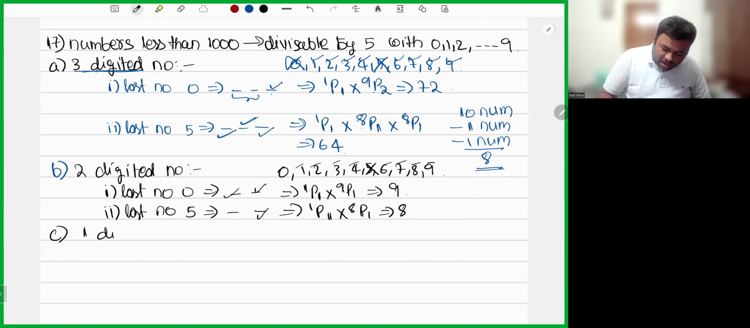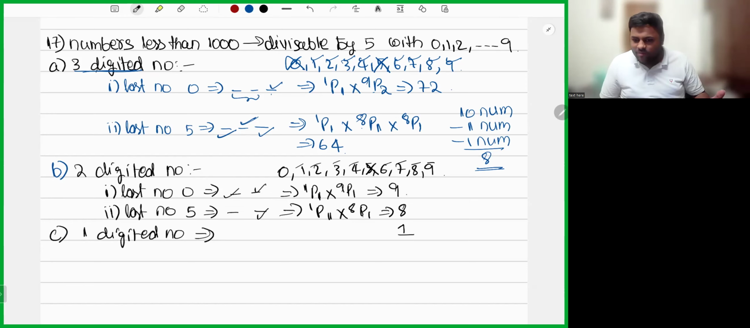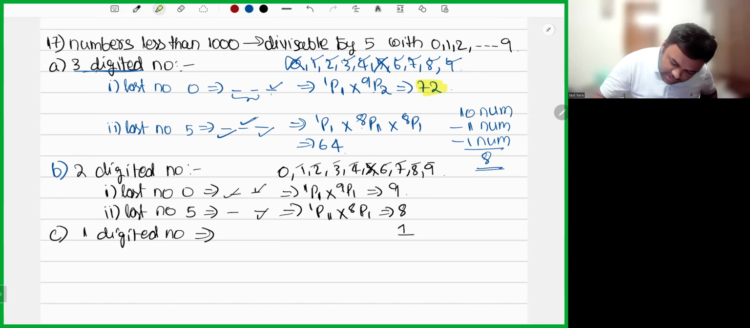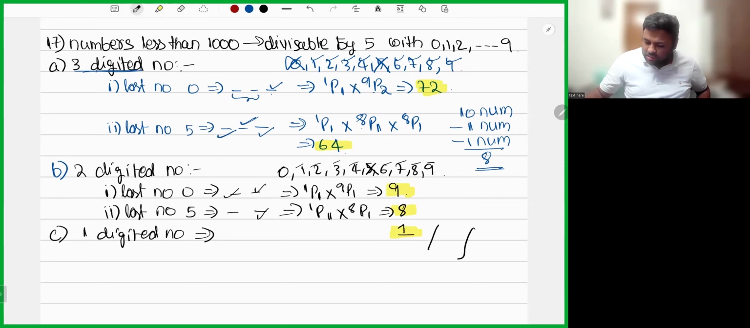Now one-digit numbers. There is only a single one-digit number which is divisible by 5, that is 5. So 72, 64, 9, 8, 1. What is the answer? 72 plus 64 plus 9 plus 8 plus 1. Answer is 154. Okay. 1 minute. Let me check the answer.